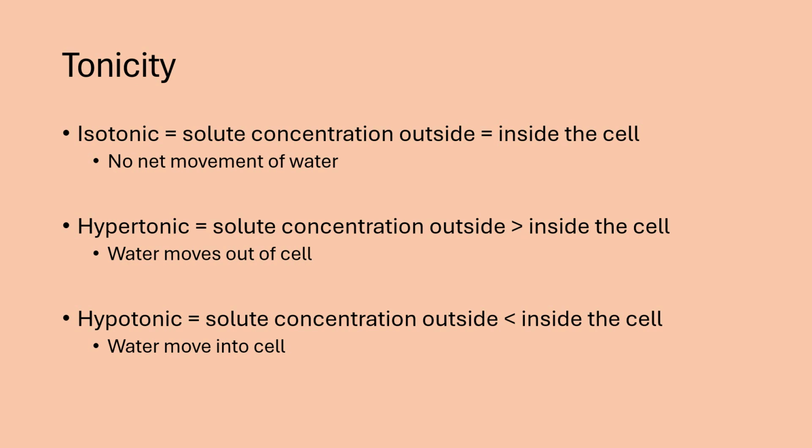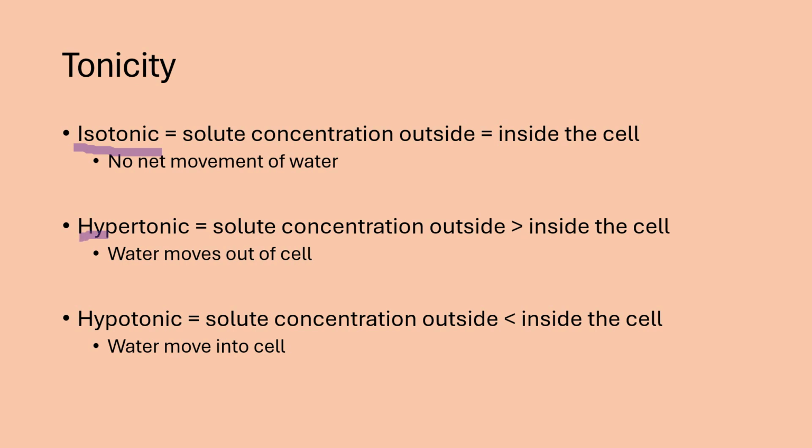So an isotonic solution, iso means equal, and so that means that the concentration of the solute inside the cell is the same as outside the cell. So there's no net movement of water. And that's the way most organisms, that's the natural environment they're going to be in.